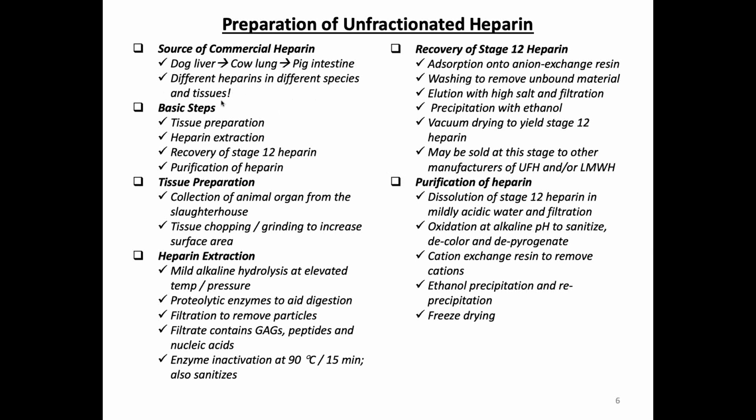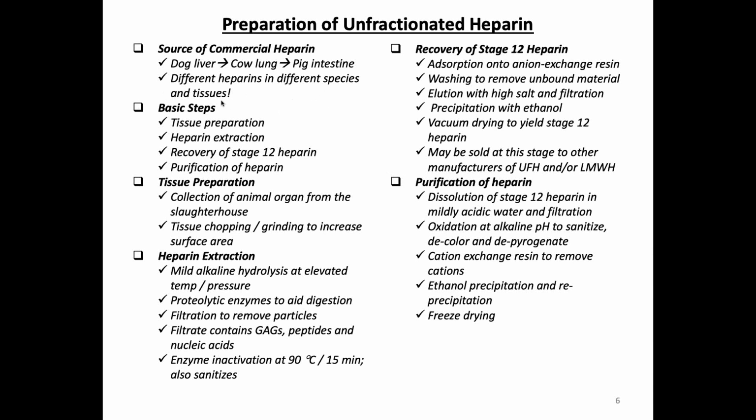Now, heparin is obtained from pigs, and pigs' intestine, the intestinal mucosa actually. So this is that part which nobody eats, and is basically thrown away. It is collected from slaughterhouses, and after you collect all of that, you chop it, enhance the surface area, and then you treat it with sodium hydroxide at a slightly elevated temperature and pressure.